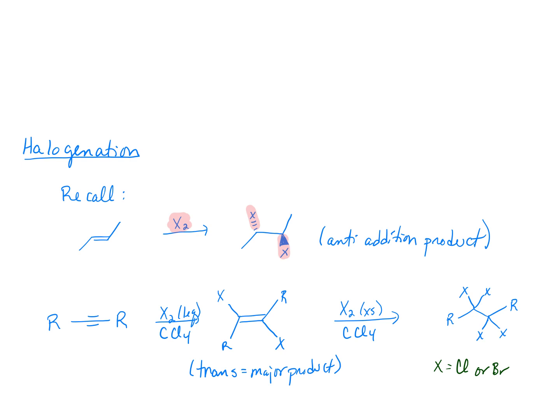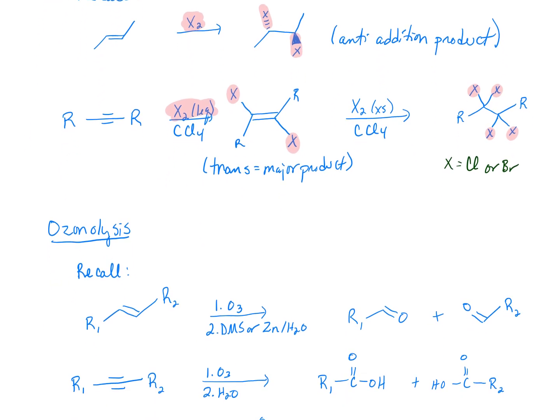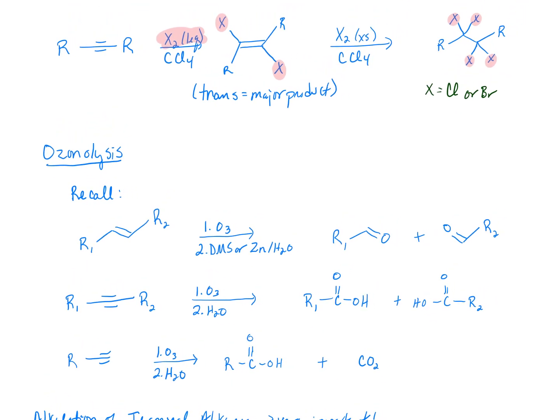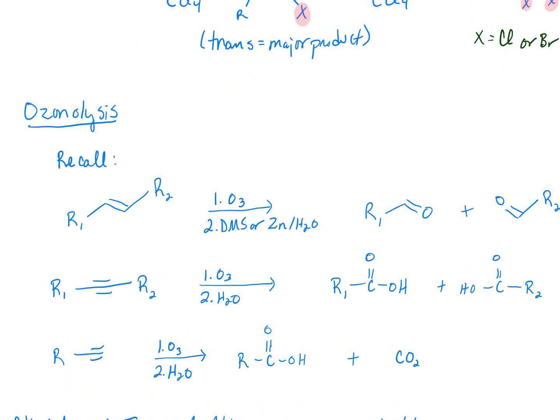For these same type of reasons, when we have an alkyne, we end up adding one equivalent of X2. When we do that, it goes to a trans type of product here. If you continue and have excess or two equivalents of X2, where that be Cl2 or Br2, then we can end up having four of those halogens left there, okay?